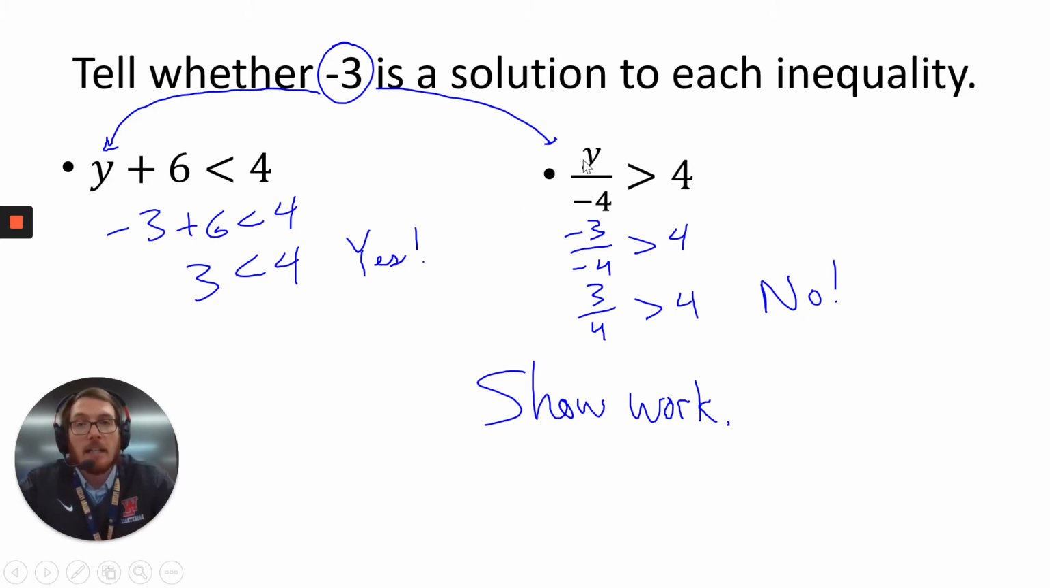Second one, plug in negative 3 for y. Negative 3 over negative 4 is 3/4. Is 3/4 greater than 4? The answer is no. When I say show your work, I want you to show the substitution, simplify, yes or no. Okay, those are the three things I'll be looking for when it comes to this section.